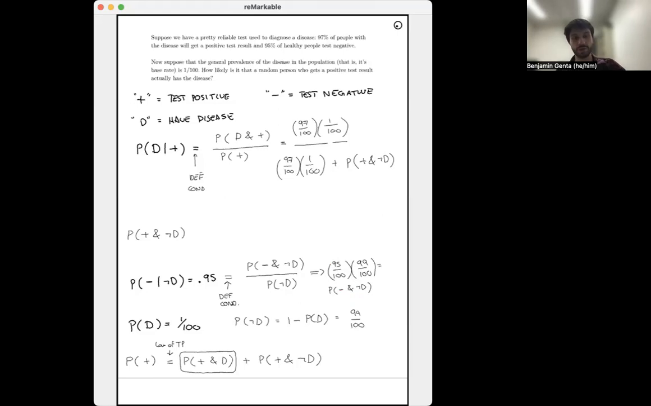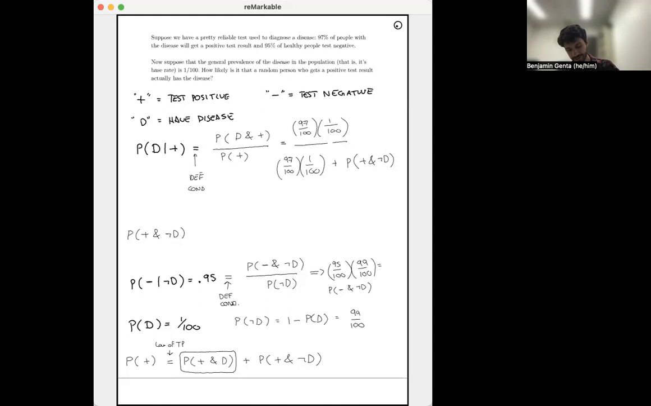Okay, but that's still not what we want. We have the probability of testing negative and not having the disease. But what we really want to finish this problem is the probability of testing positive and not having the disease. Okay, so how do we figure that out?